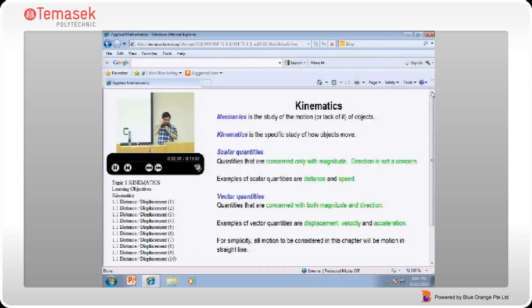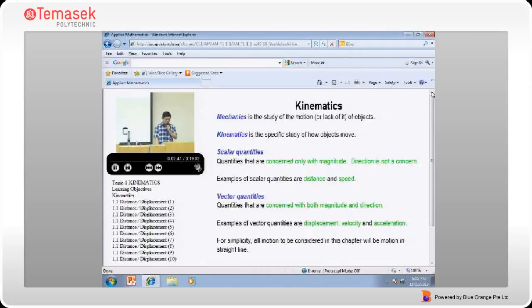Alright. Some of the new terms you need to learn. Scalar. Have you heard of scalar before? Scalar quantities basically are quantities with magnitude. It means there's only size, but there is no direction. Direction is not a concern. We say that scalar quantities only have magnitude. That means size only, no direction. So, example, distance and speed.